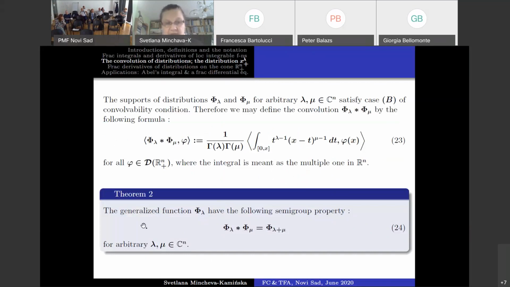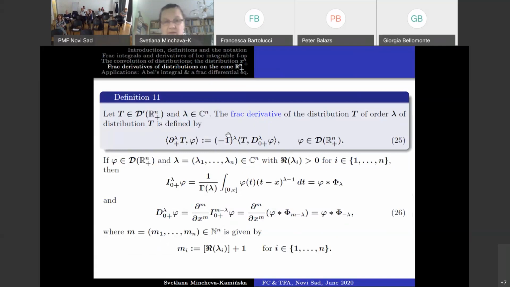And what is the main result of our consideration? We showed that the generalized function phi lambda has the following semi-group property for arbitrary vectors of multi-complex numbers. And we may define the fractional derivative of distributions T of arbitrary complex order lambda in the case where lambda has a positive real part.